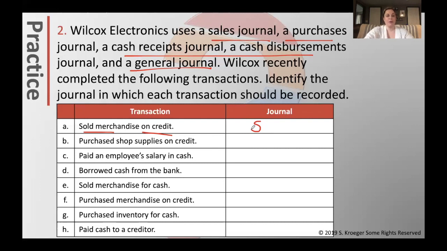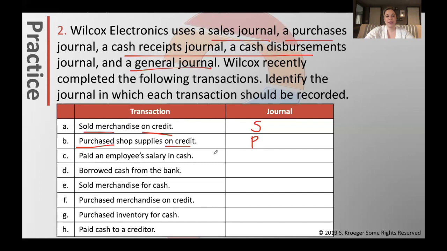Part B, purchase shop supplies on credit. Now it says on credit, so would that be cash? No, it would not be cash. Then we would move down to one of the other ones, the sales or purchases. Is it a sale or purchase? It says purchased, so we will put it into the purchases journal.